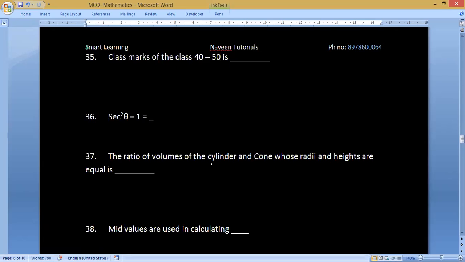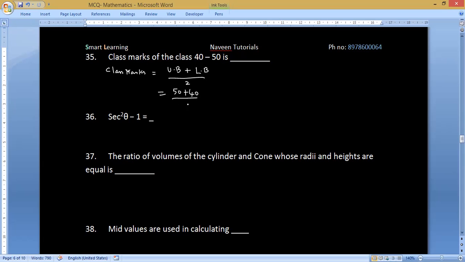Class marks of the class 40 to 50, or the question may say mid values of 40 to 50. So we have a formula: class mark is equal to upper boundary plus lower boundary by 2. In this case, upper boundary is 50 plus 40. 50 plus 40 is nothing but 90 by 2. So 2 ones are 2, 2 fours are 8, 1 is left, 2 fives are 10. So the answer is 45.